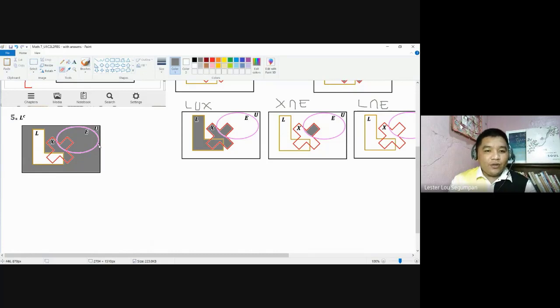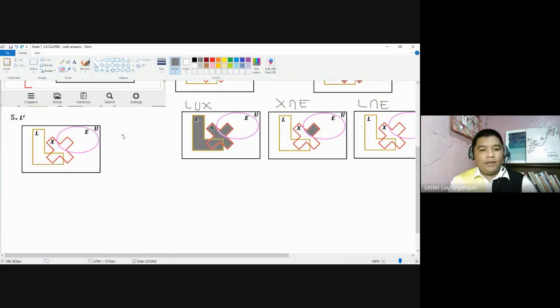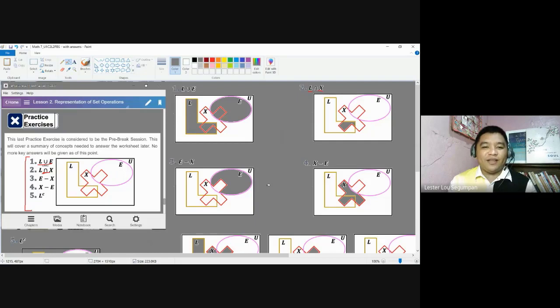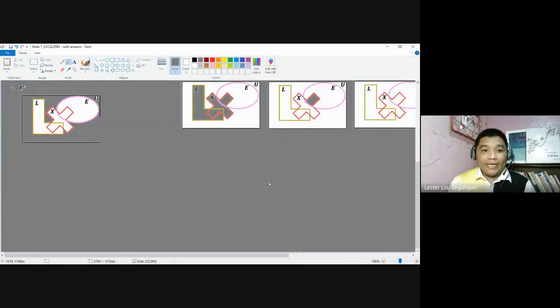Imagine if there is no universal set here, meaning there's no rectangular figure. Let's do it this way. Imagine if there's no rectangular figure here, and then we're going to use set complement. By shading the region which is not part of L, this is what will happen. All other parts, even all the other parts of other items, will be shaded. Why? Because we don't have the universal set in the first place. This is why the universal set and the complement of the set must come together. There could be no complement of a set if there is no universal set given.